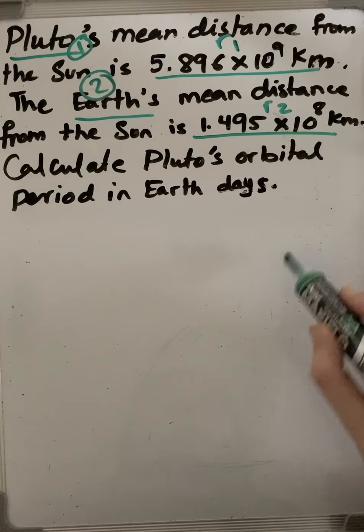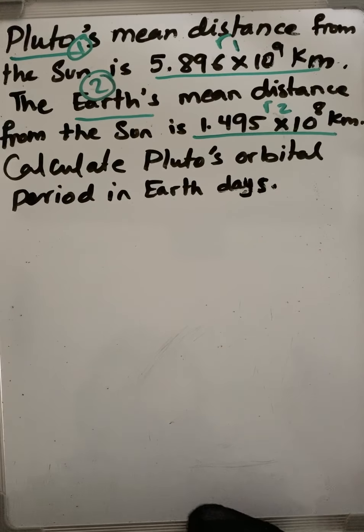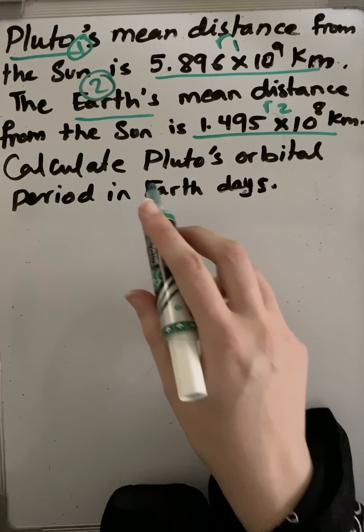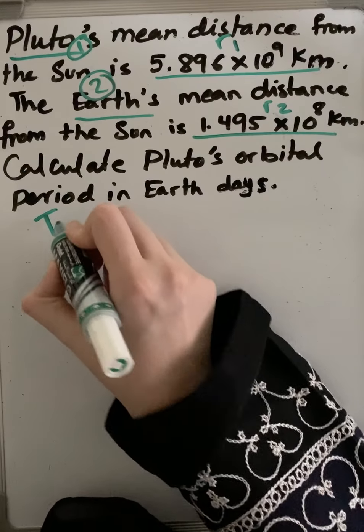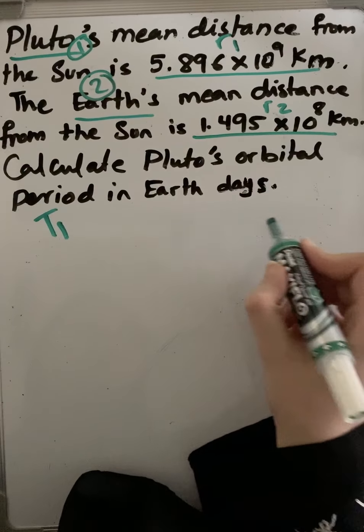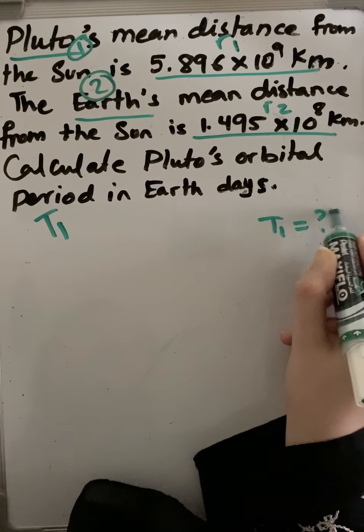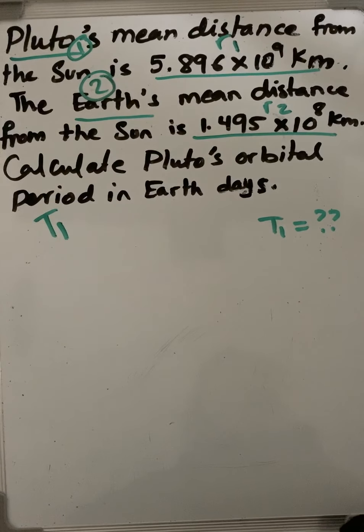I don't have much space to write them on the side. Please you do that. Calculate the Pluto's orbital period. So I want the period, which is T, for the planet that I called 1. This is my unknown. T1 is the unknown. For sure, in problems like this, we use Kepler's third law.